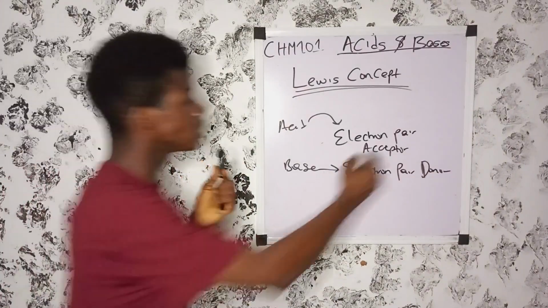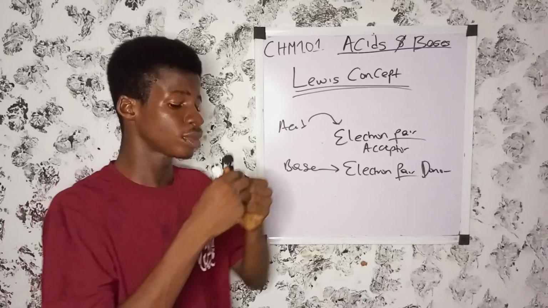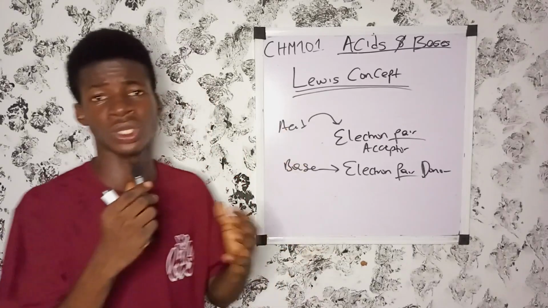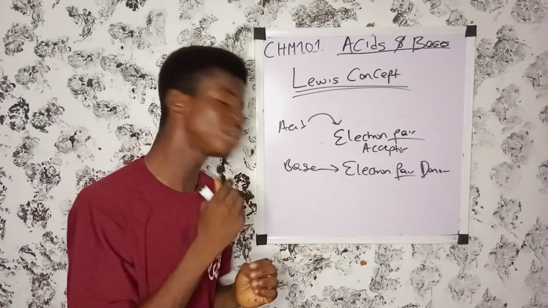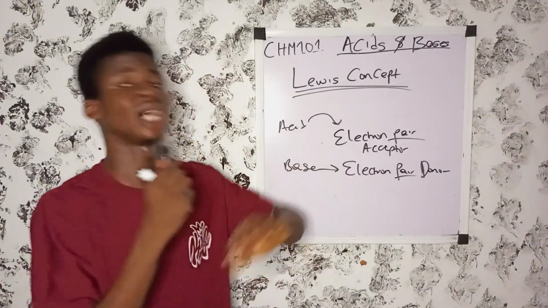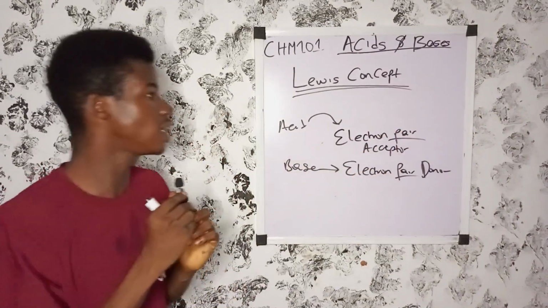Please take note of this: electron pair. Pair means two. So Lewis defines an acid to be a substance that accepts a pair of electrons, while a base is a substance that would donate a pair of electrons. It must be a pair.